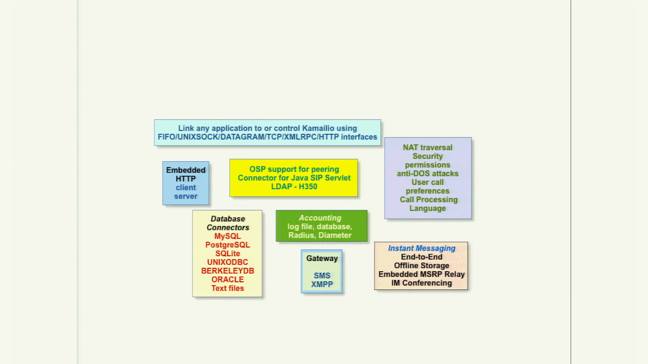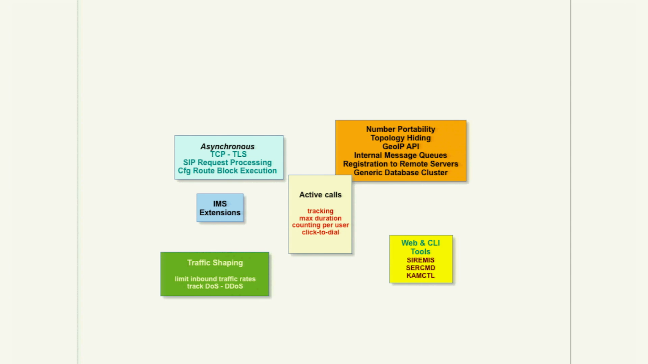We support quite a lot of backends, SQL backends, MySQL, Postgres, including SQLite. Kamailio runs a lot on embedded devices, and Peter had a demo with a Raspberry Pi. We have also support for NoSQL, Redis and Cassandra are there. As I said, good transport layer implementation with asynchronous TCP, TLS, traffic shaping. Klaus did some demos. We have a graphical user interface for administration. It's called Siremis, and some from command line. It's SERCMD and KAMCTL.